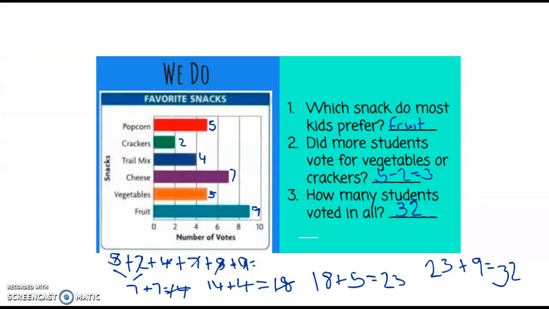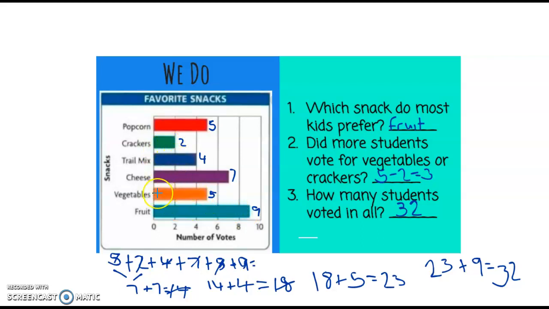Number 1, what snack do most kids prefer? And we can see from our bar graph right here that 9 students voted for fruit. It also has the longest bar, so we know right away it's fruit. Number 2, did more students vote for vegetables or crackers? We have vegetables right here at 5 and crackers at 2.